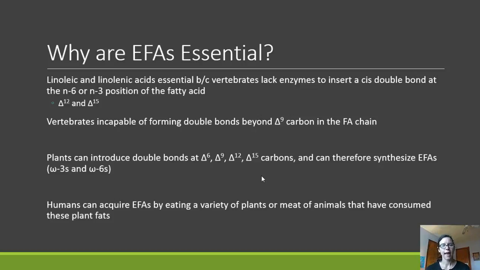The enzymes that insert these double bonds are called desaturases, and we're going to talk about those a little bit later in the lecture. But these types of desaturases, the 9, 12, and 15, only plants can introduce double bonds at those points because only they have the enzymes to do so. And then humans can acquire our essential fatty acids by eating these plants that can make them.